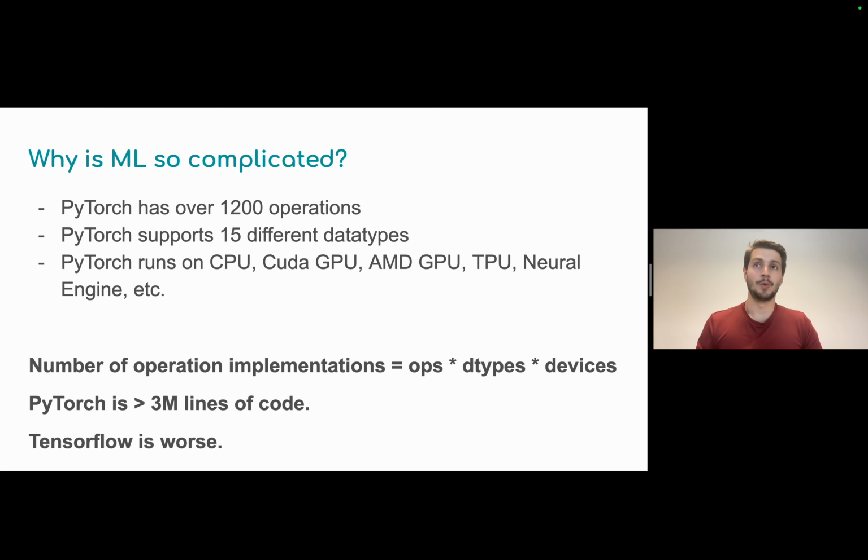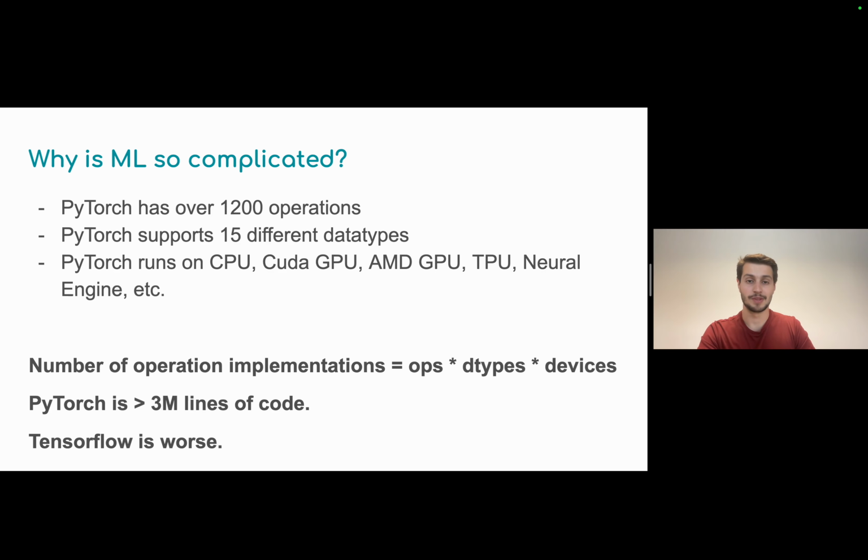And the problem with all of this is that complexity does not scale just by adding these together. You don't have the number of operations plus the number of data types plus the number of supported devices. It's actually multiplicative. So the complexity scales with ops times data types times number of devices. Once you raise any of those, you want to support a new op or a new data type or a new device, your complexity starts exploding.